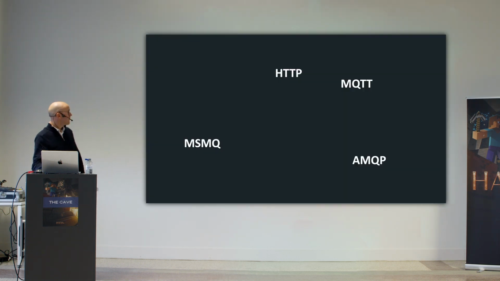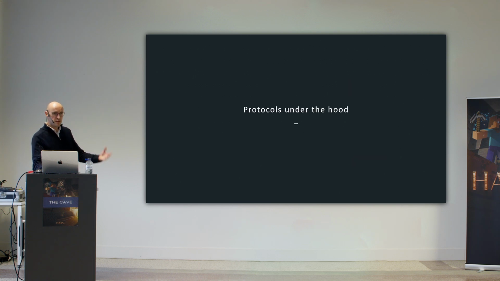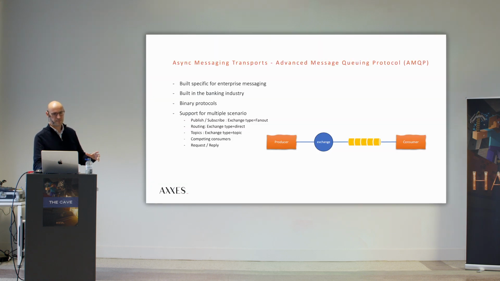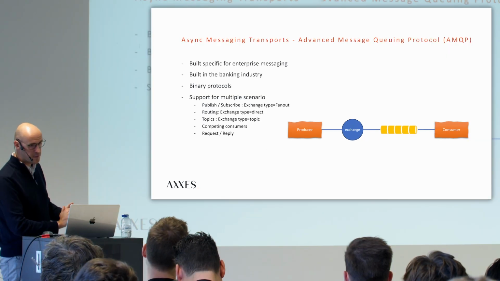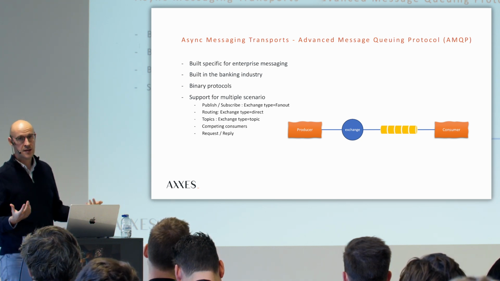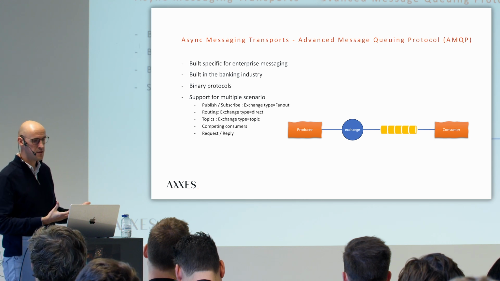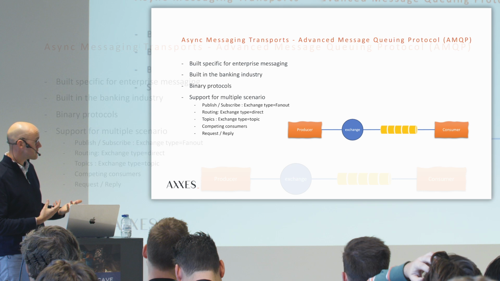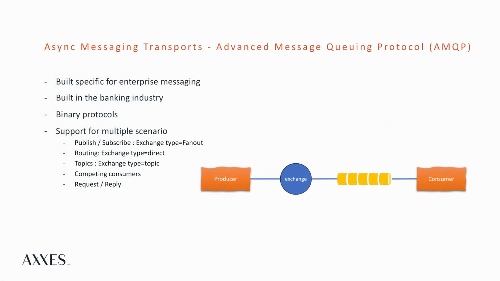Now, what else do we have? You see that the list is going to get a little bit smaller: HTTP, MQTT, MSMQ, and AMQP. Now, these are the protocols which are used behind the transports as well. The first one I've already discussed is AMQP. AMQP was built by the Bank of America, and it was built for purely enterprise systems. It's using a binary protocol, and the support for multiple scenarios is the same, for example, like RabbitMQ.